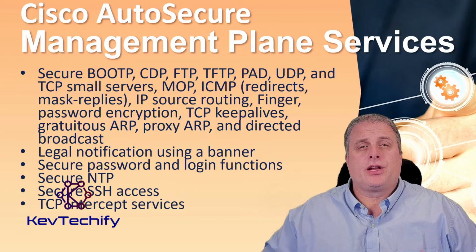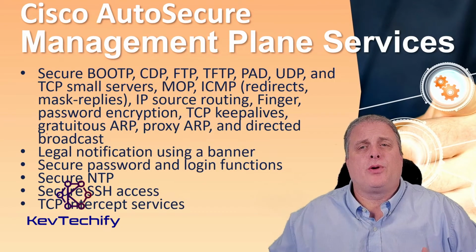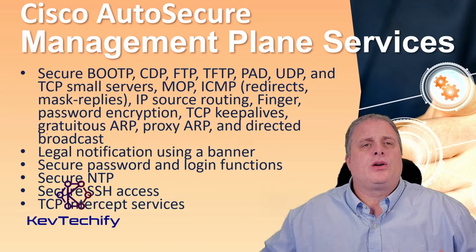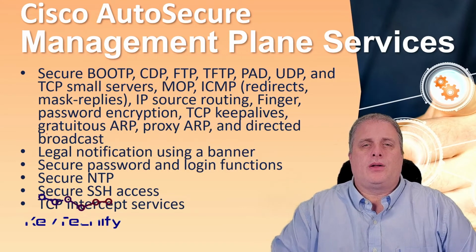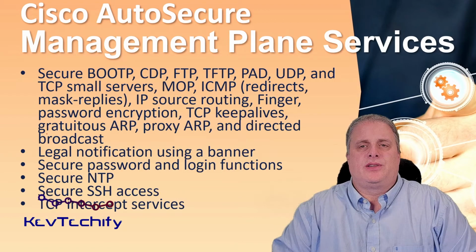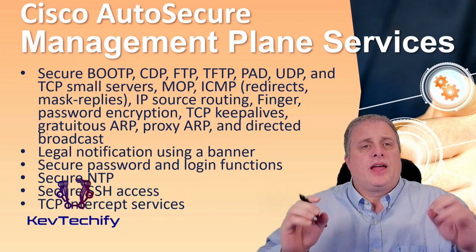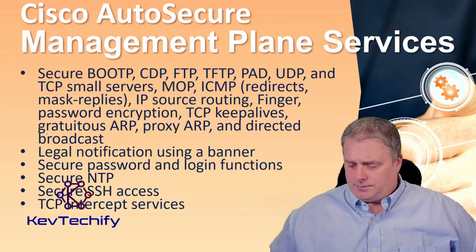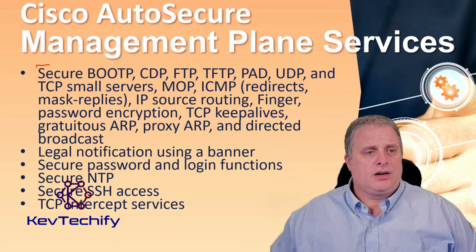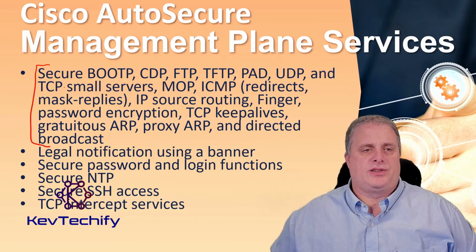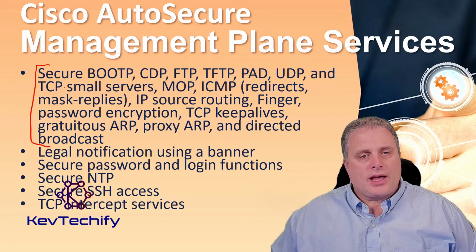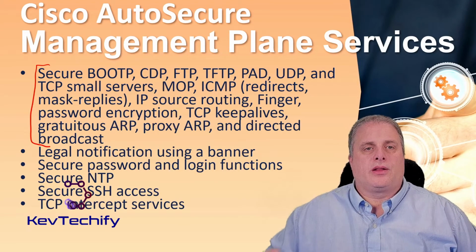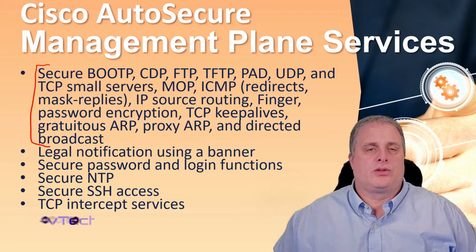Cisco AutoSecure can lock down the management plane and forwarding plane services, and it can also lock down the functions of a router. There are several management plane services and functions that AutoSecure will lock down. Right here is a long list of all these features. Take a look at them. I'm not going to read them off to you, but AutoSecure will secure all those.